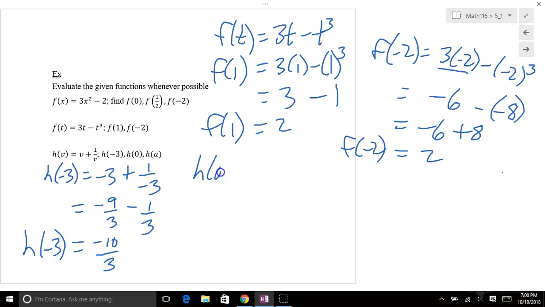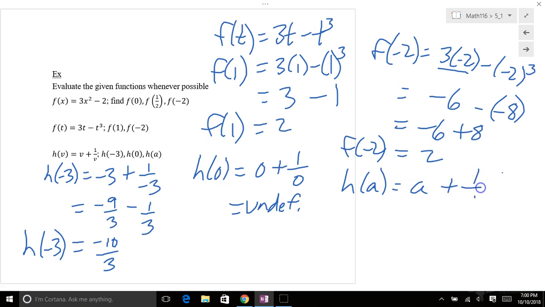H of 0. So now I got 0 plus 1 divided by 0. Well, you can't divide by 0, so this is undefined. And finally, you got h of a. So a goes in for v. A plus 1 over a. And that's it. You stop right there.